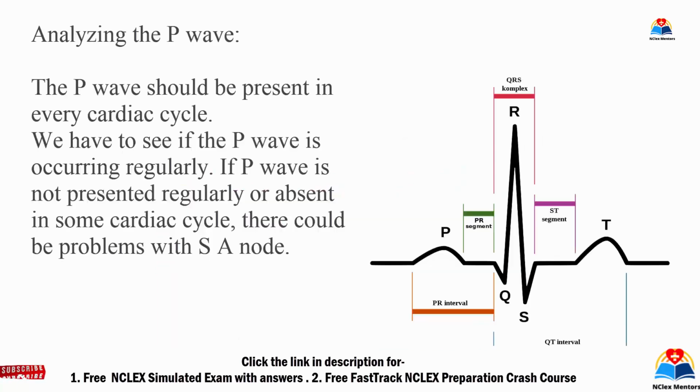The third step is analyzing the P wave. The P wave should be present in every cardiac cycle. We have to see if the P wave is occurring regularly. If the P wave is not present regularly or absent in some cardiac cycles, there could be problems with the SA node, right? But we need to investigate further to find out the real problem.